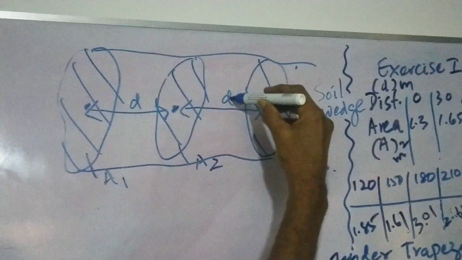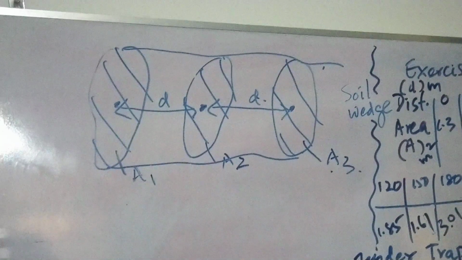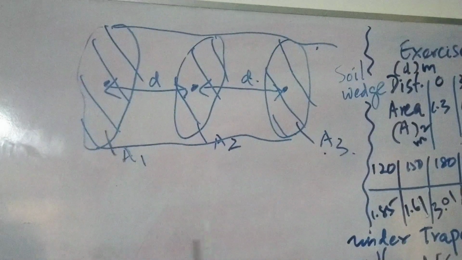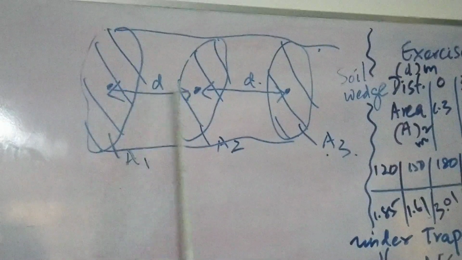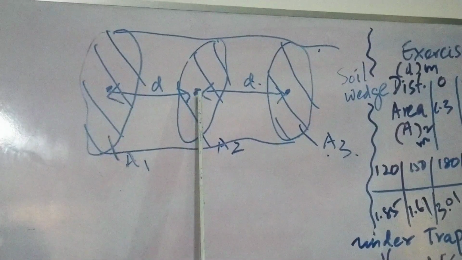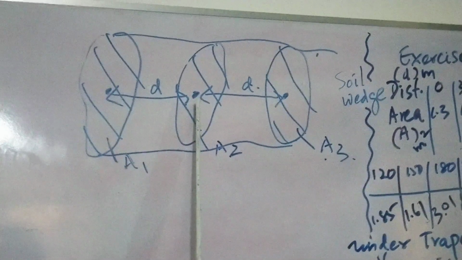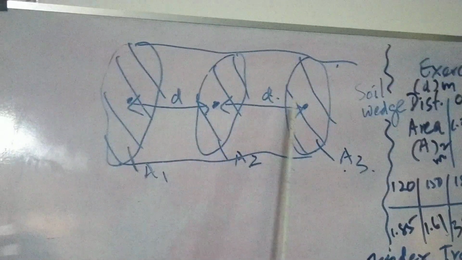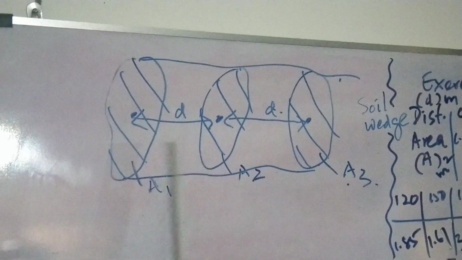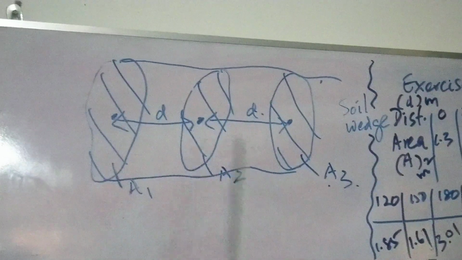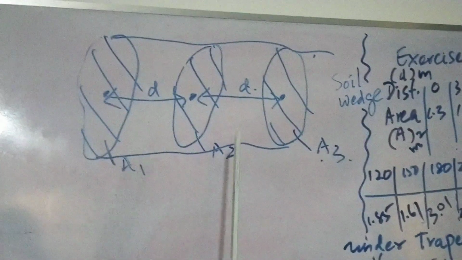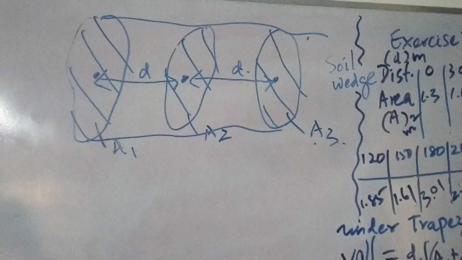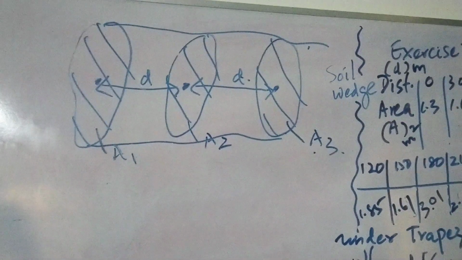This is D. You can see D is there, D is there. D is the distance between two areas, right? D has to be the same. Area 1, area 2, area 3. D is the distance between two areas. Then you can understand, I think, right?